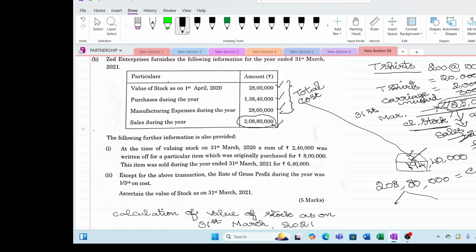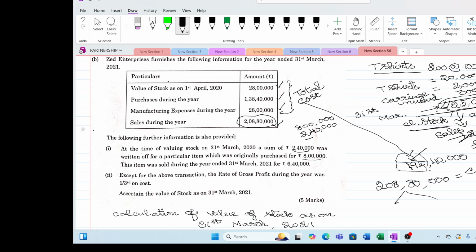Here also this has got two parts. What they say is that a sum of 2,40,000 was written off from the book value of 8 lakh. Suppose an item's value is 8 lakh, and from that depreciation or whatever it is, the cost was reduced by 2,40,000. It was costing 8 lakh rupees.